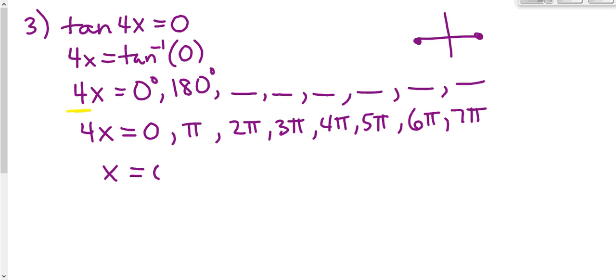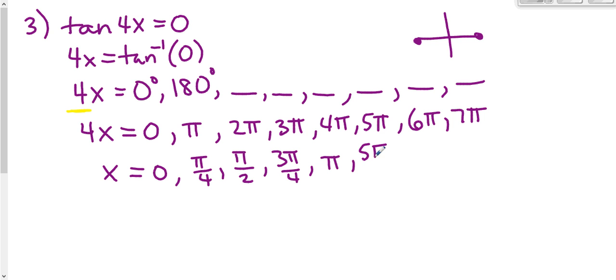So we have x equals 0, pi over 4, 2 pi over 4, which reduces to pi over 2, 3 pi over 4, 4 pi over 4, which reduces to pi, 5 pi over 4, 6 pi over 4, which reduces to 3 pi over 2, and 7 pi over 4.